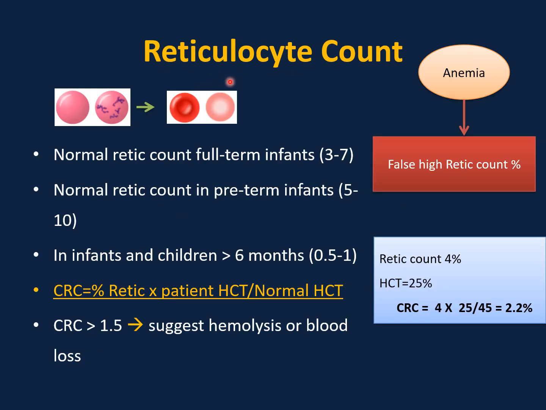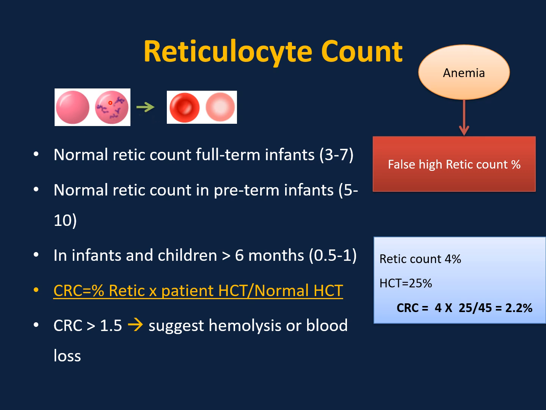Before we proceed further into hemolytic anemia, I would like to explain the reticulocyte count. Reticulocytes are immature red blood cells. They represent about 1% of the red blood cells in the body. They appear without a nucleus, and they have blue dots. This represents the ribosomal RNA. When it matures, it will become a normal red blood cell with central pallor.